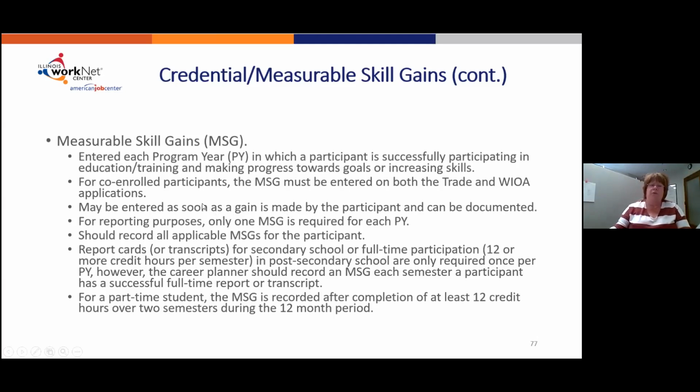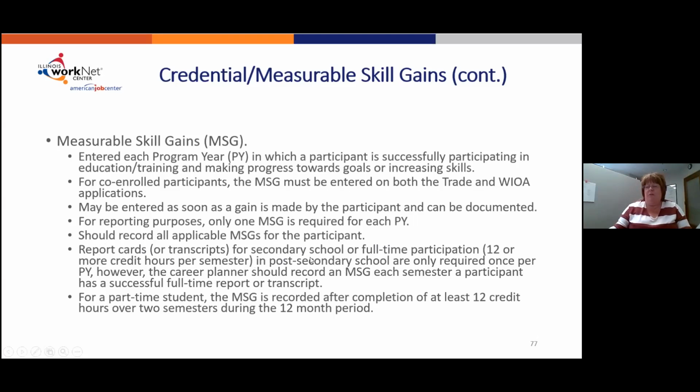For the co-enrolled participants in trade and WIOA, those MSGs unfortunately must be entered on both the trade and WIOA applications. There's no mechanism to report them on one and carry them over to the other. So please enter them on both of the applications for that person. For reporting purposes, only one MSG is required per program year, but we are asking that you record all of them so we can show that that participant has made significant progression through their program.